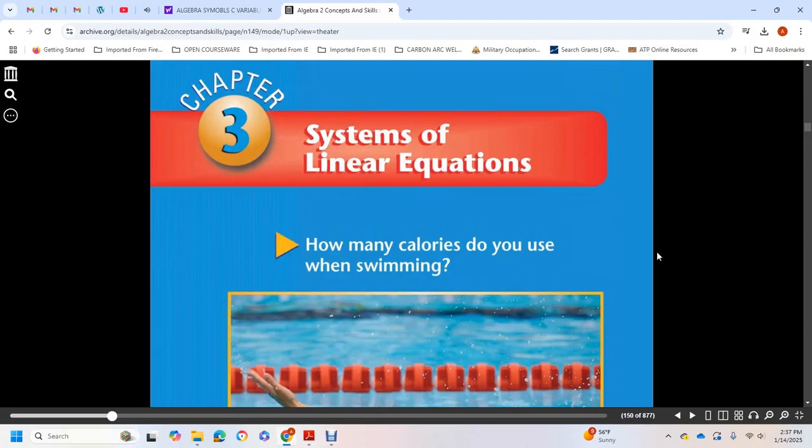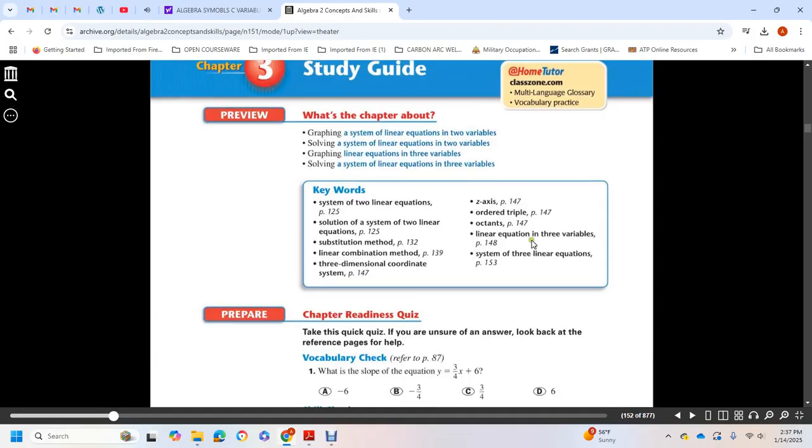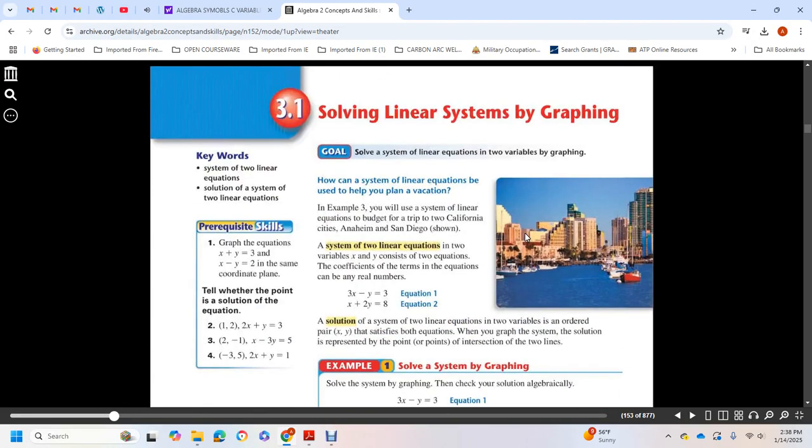Alright, Chapter 3, Systems of Linear Equations. 3.1, Solving linear systems by graphing. Goal: solve linear equations in two variables by graphing.